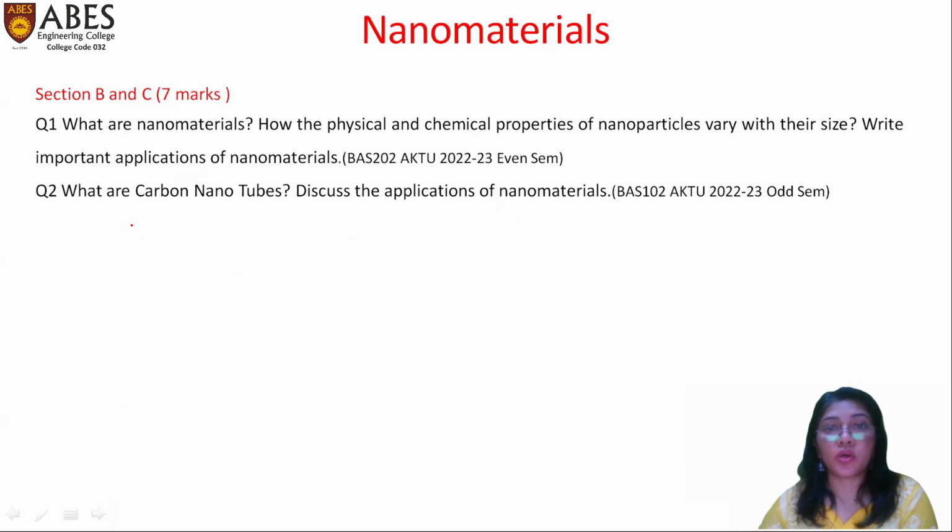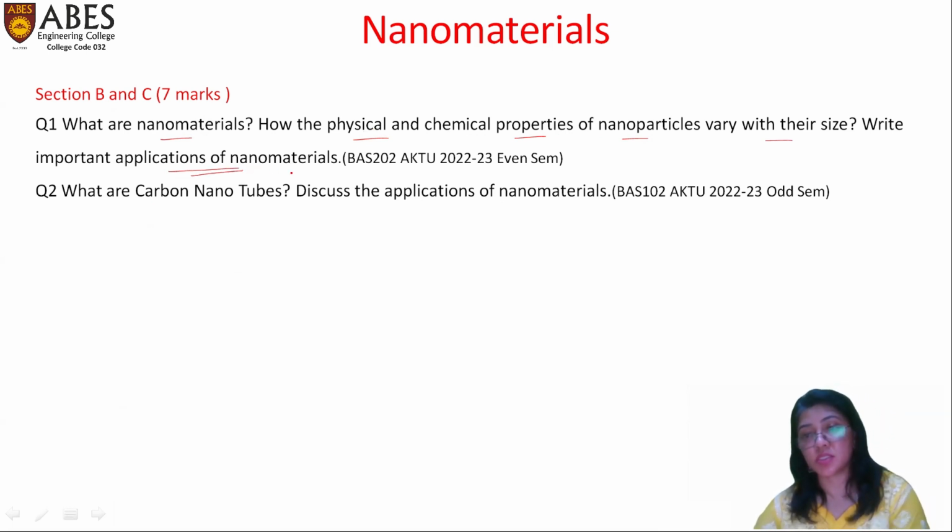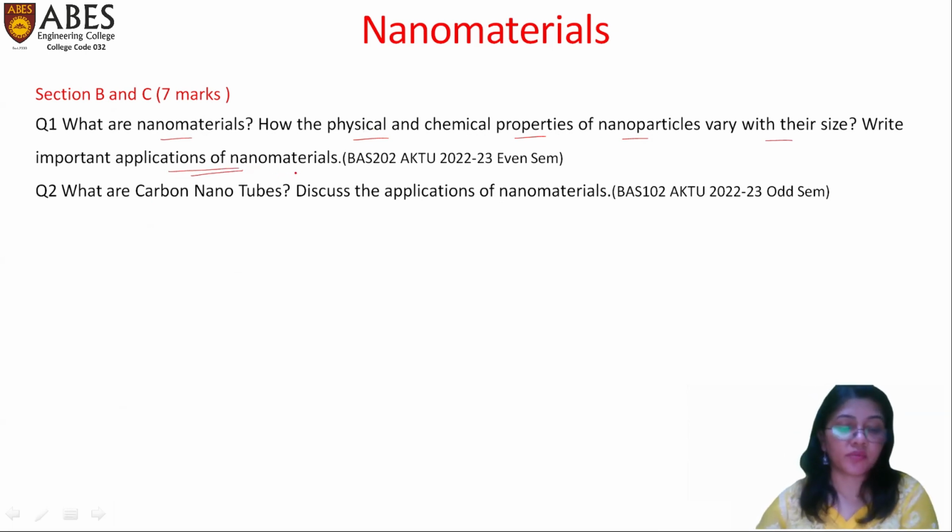Now, the next topic is also of nanomaterials. Here, the section we are discussing is B and C, which will be of 7 marks. The questions being asked are the definition of nanomaterials, and the physical and chemical properties of nanoparticles as they vary in their size. And now we also have to write down the application of nanomaterials. All these discussions can be availed from lecture video 6, unit 1, ABES CETL video.